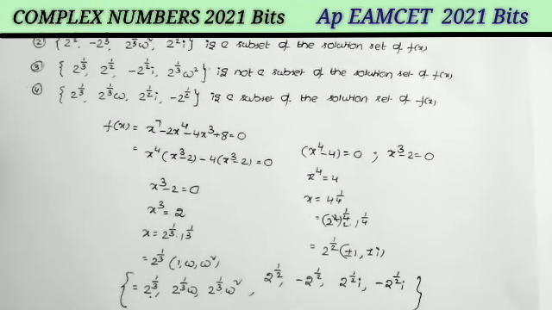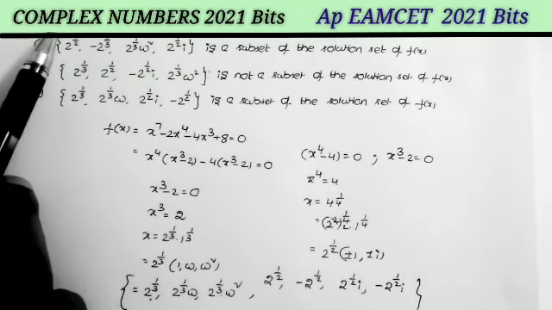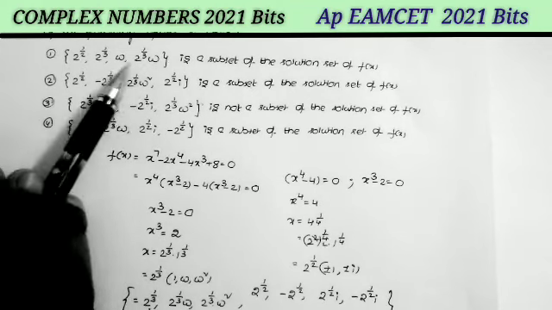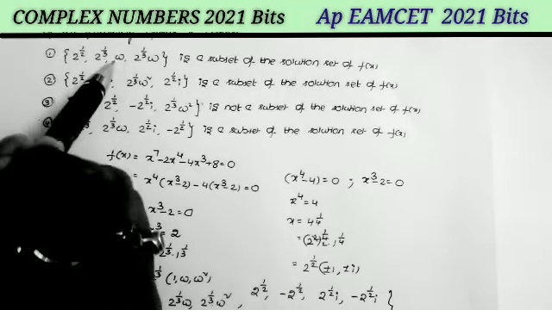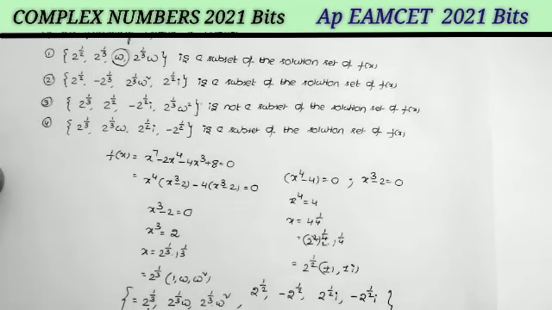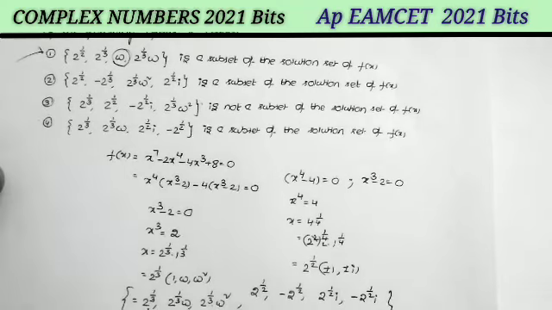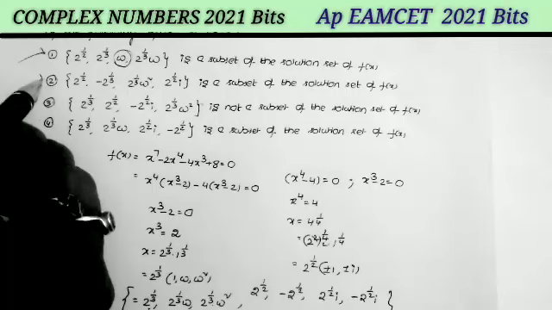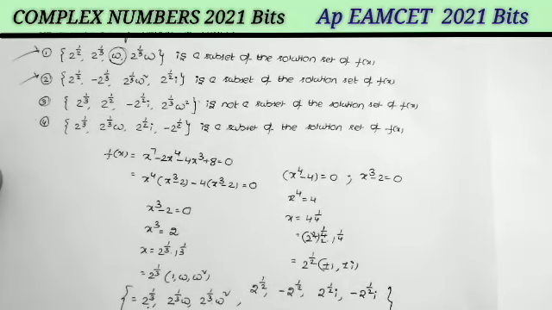Now checking the options one by one. So what is given here? 2 power 1 by 2, 2 power 1 by 3 omega, 2 power 1 by 3 omega is the subset. See here we have the value omega, but omega is not there in the solution set. So this is not the correct option. Now checking the next one, 2 power 1 by 2. Yes, this is a root value. Minus 2 power 1 by 3. We don't have that value in the solution set. So this is not the correct answer.